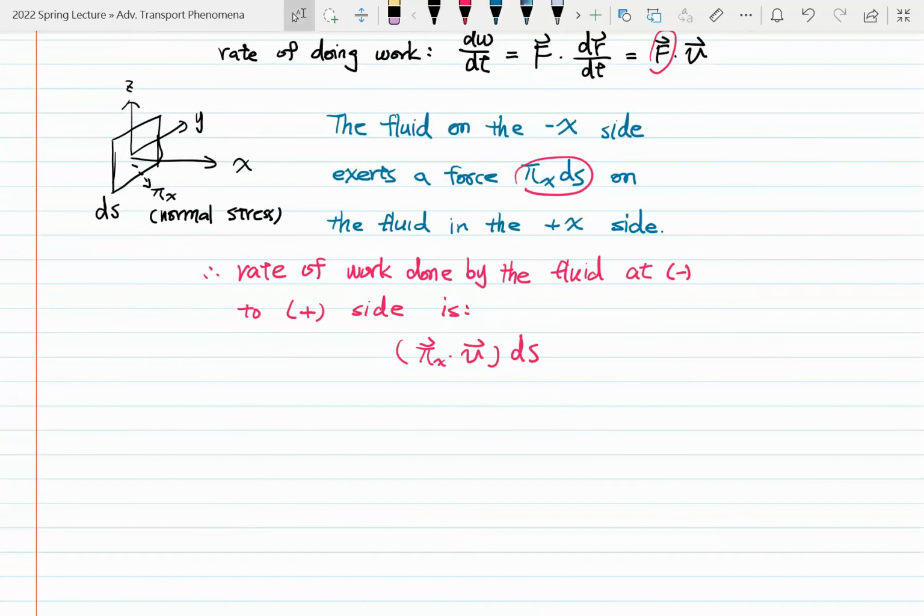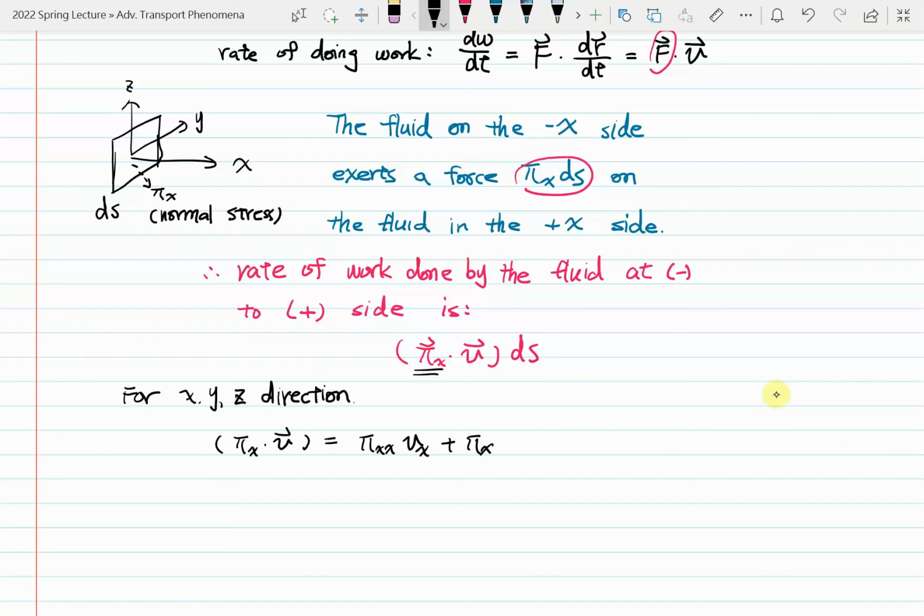So, if you look at the work in the three directions, for x, y, and z direction, we know that the flux vector in the x direction is pi x dot v, which equals pi xx vx, so this is our stress tensor, plus pi xy vy plus pi xz vz, which is also defined as pi dot v in the x direction.